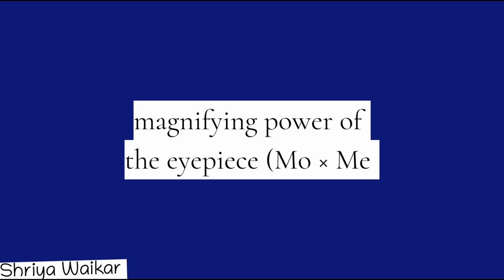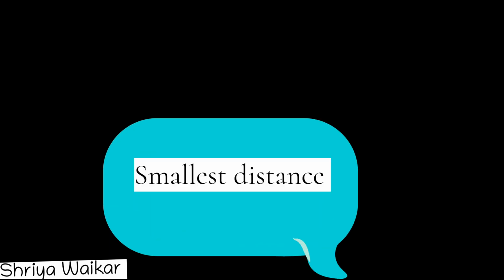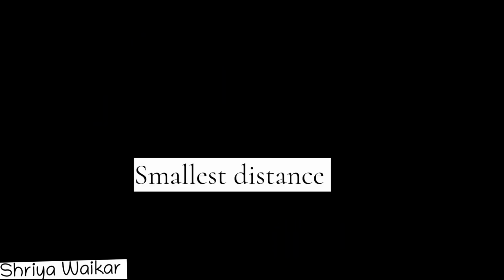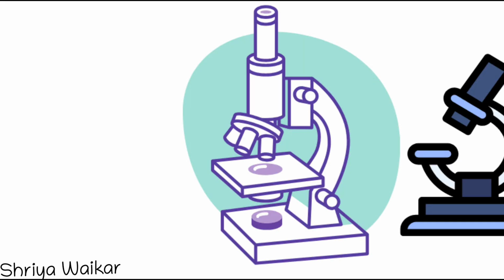Resolving power is another important property of a microscope. That is the ability to form separate images of two objects situated very close to each other. It can be measured by the smallest distance between two points. What is the functioning of a light microscope? Do you know what a light microscope is?